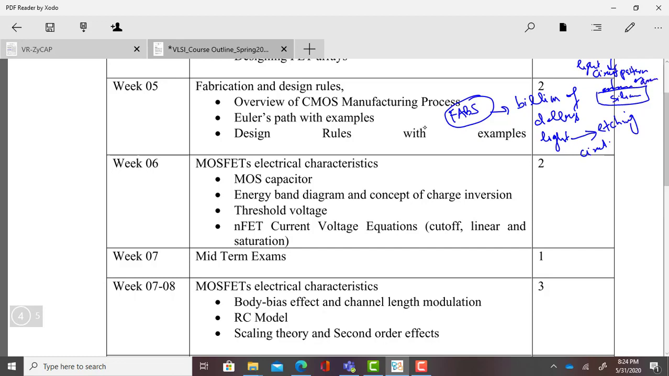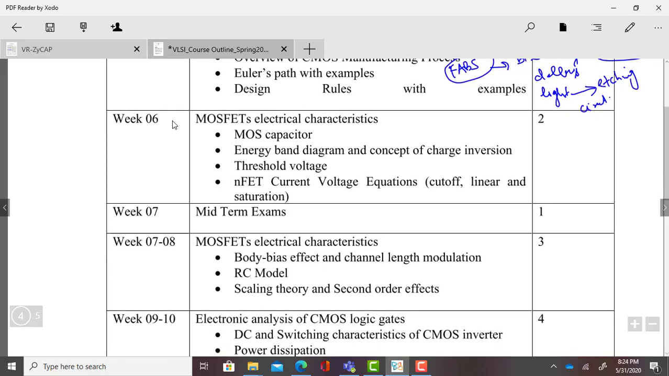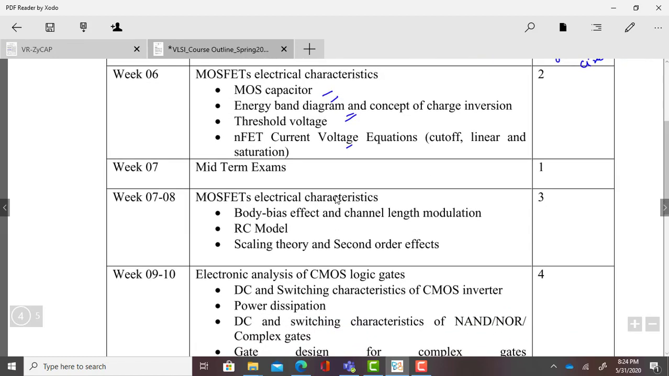So this is like a very crude way to tell you how it works. Of course, inside the course we will see the pictures and all the things so you can understand better. Then we will discuss the MOSFET electrical characteristics, the capacitors inside the MOSFETs, the energy band, threshold voltages, and all the regions, cutoff, linear, saturation.